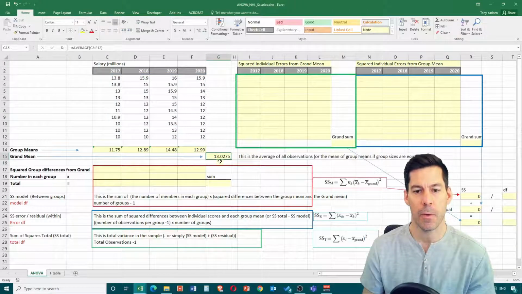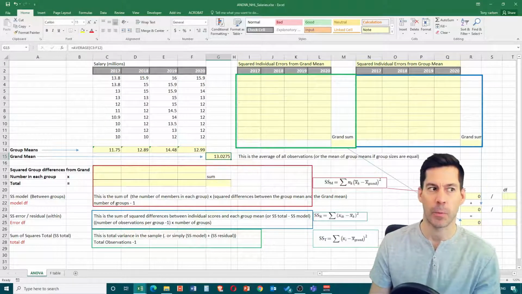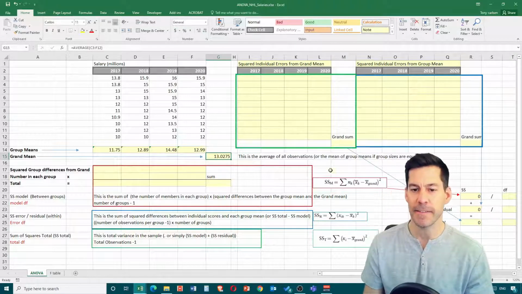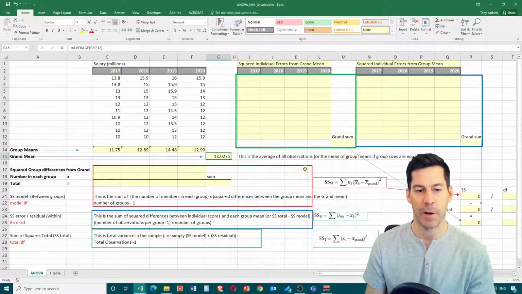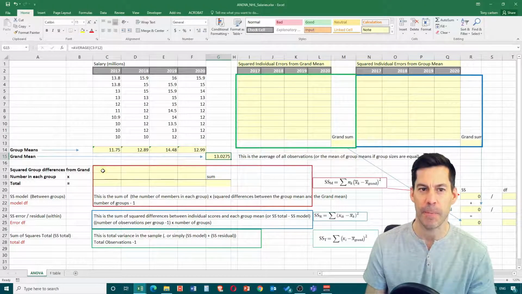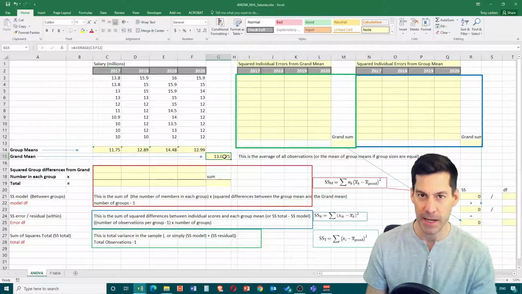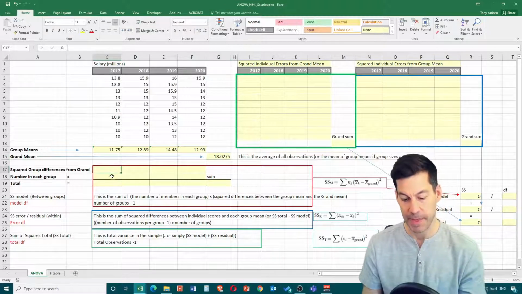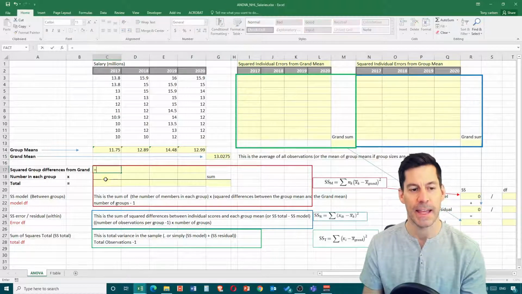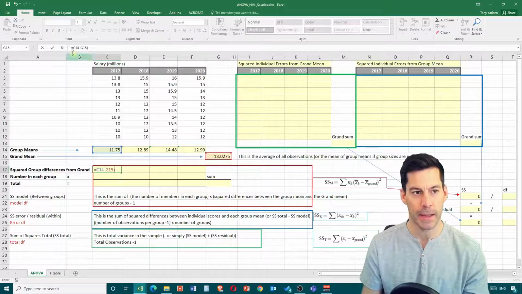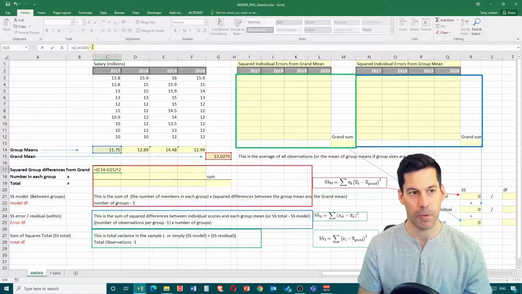Okay. Now, in order to calculate our model sum of squares, which is down here, that's this chunk represented with the red box, we need to calculate our squared group differences from the mean. So we take each group mean, subtract the grand mean from it, and square the value. In this case, we're going to say equals this group minus this value, take that whole thing and square it, to the power of 2.